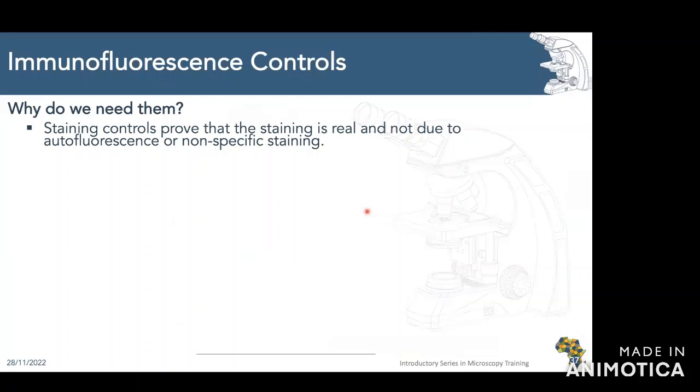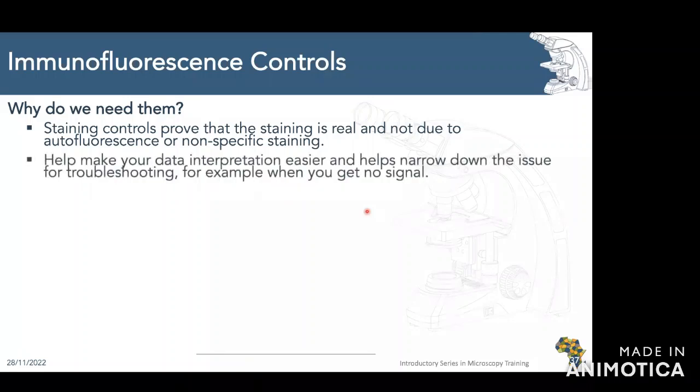So we've talked quickly about the controls. Why do we need fluorescent controls? Please always include these. We need to provide evidence that the staining you have is real and not just due to some autofluorescence or non-specific staining. If you want to get your work published, this will be asked for in your supplementary information. It also makes your data interpretation easier and helps narrow down any issues. If you're not getting a signal but you've got your positive control, you know that it's not just because something happened during the staining procedure.